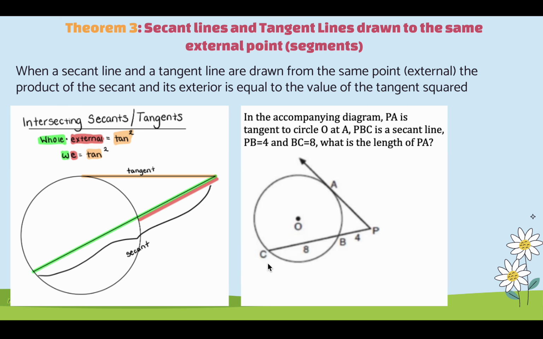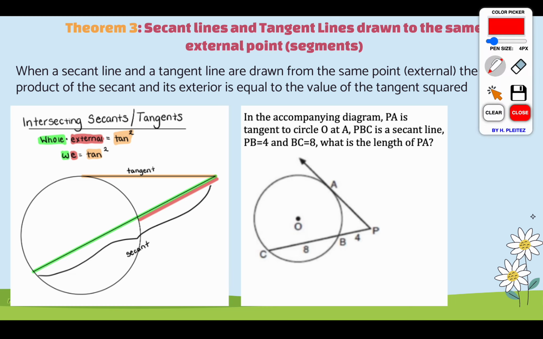All right, last but not least, now we're combining something. So we did our secant theorems, but theorem number 3 is going to be when we have a secant line and a tangent line in the same example. So when a secant line and a tangent line are drawn from the same external point, so you can see that over here we're meeting at this external point, it says the product of the secant and its exterior is equal to the value of the tangent squared.